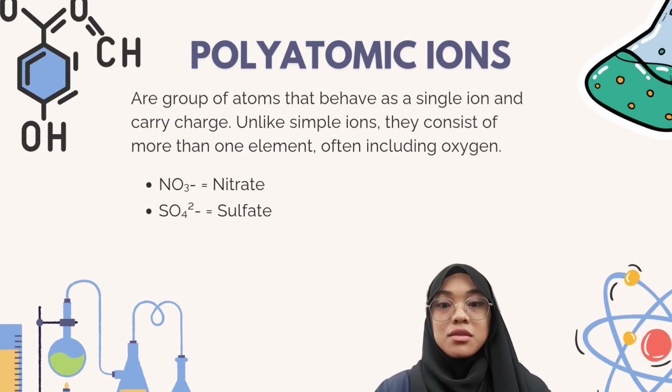Hello everyone, today I'll be covering polyatomic ions, ionic formulas, transition metals with Roman numerals, covalent compounds, and naming with prefixes. So the first one is polyatomic ions. Polyatomic ions are groups of atoms that behave as a single ion and carry a charge. For example, nitrate is written as NO3- and sulfate is SO4 2-.